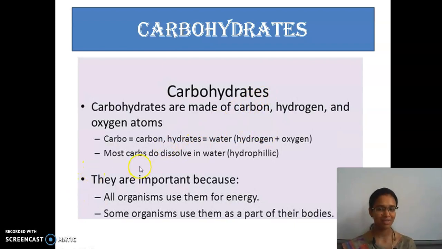Most carbs, meaning carbohydrates, do not dissolve in water, so they are called hydrophilic. They are important because all organisms use them for energy, including plants, humans, and animals. Some organisms also use them as part of their bodies. Shall we go to the next?